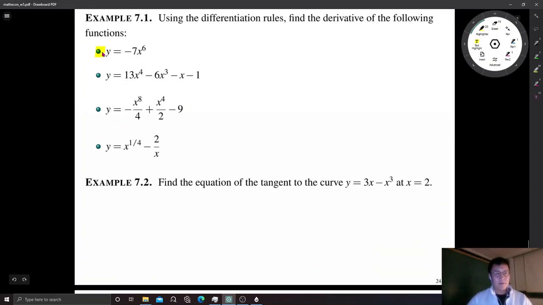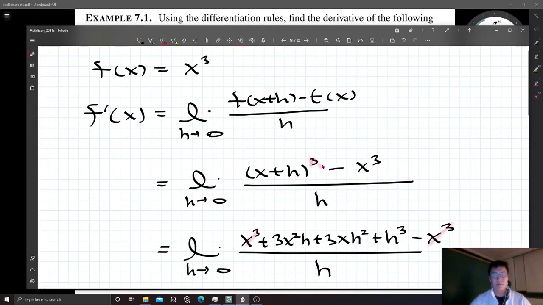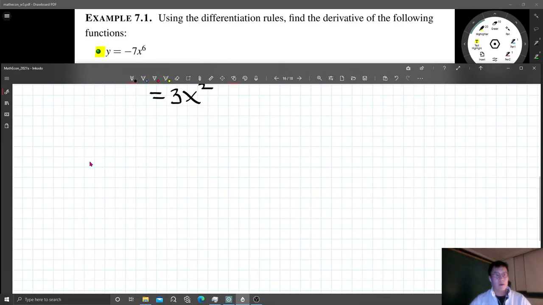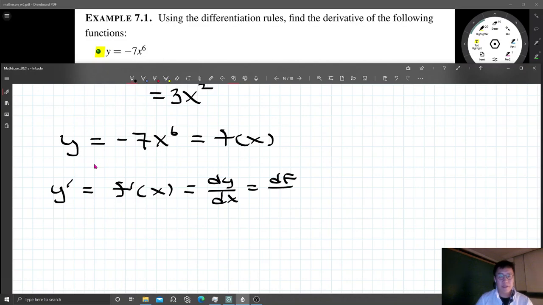So let me do the first example. So y is given by negative 7x to the power 6. Okay? So if I call this function f of x, then y prime, f prime of x, dy over dx, or df over dx, all of these four symbols indicate the derivative. Okay? So we use prime notation to represent the derivative, or the ratio of two infinitesimal changes to represent the derivative.